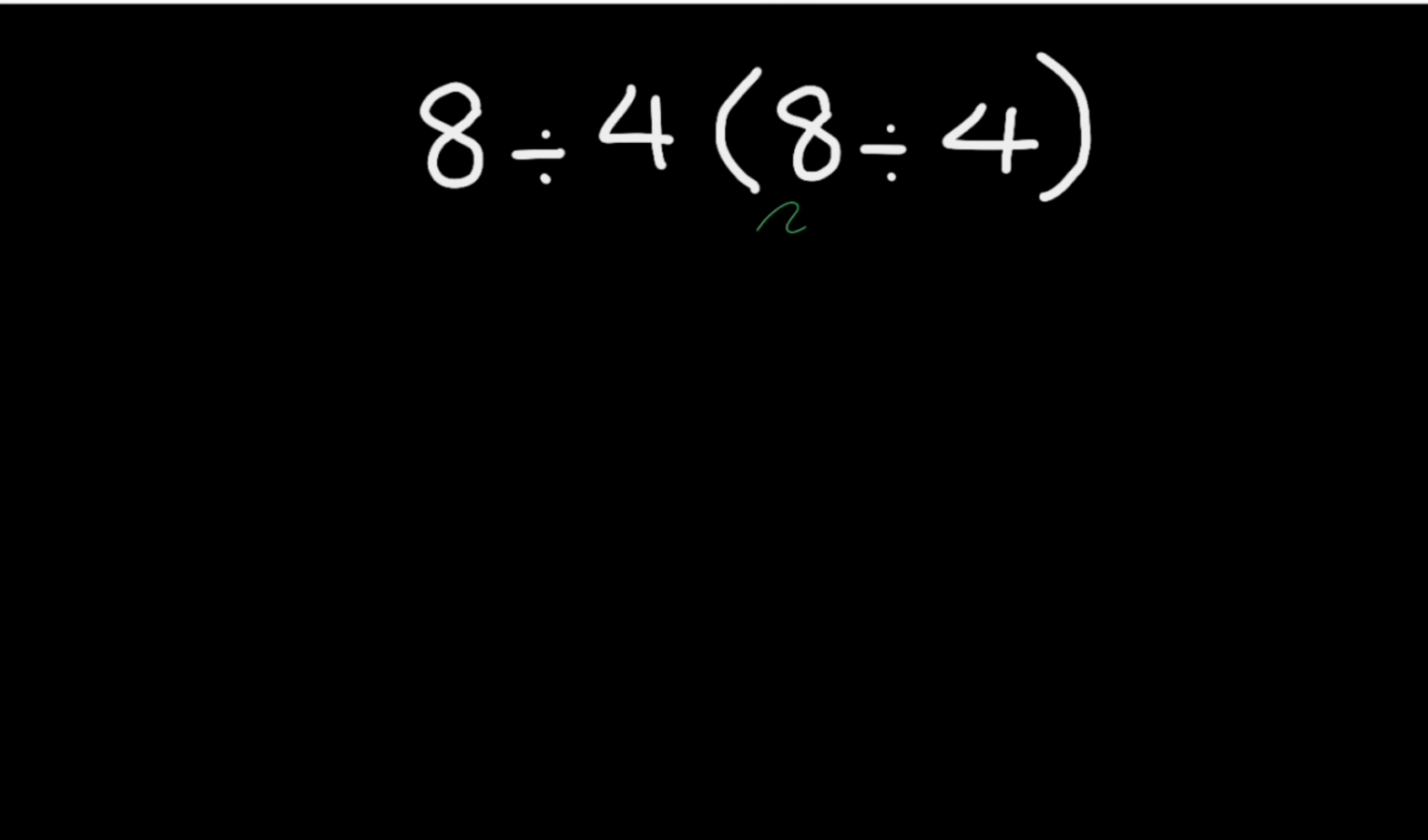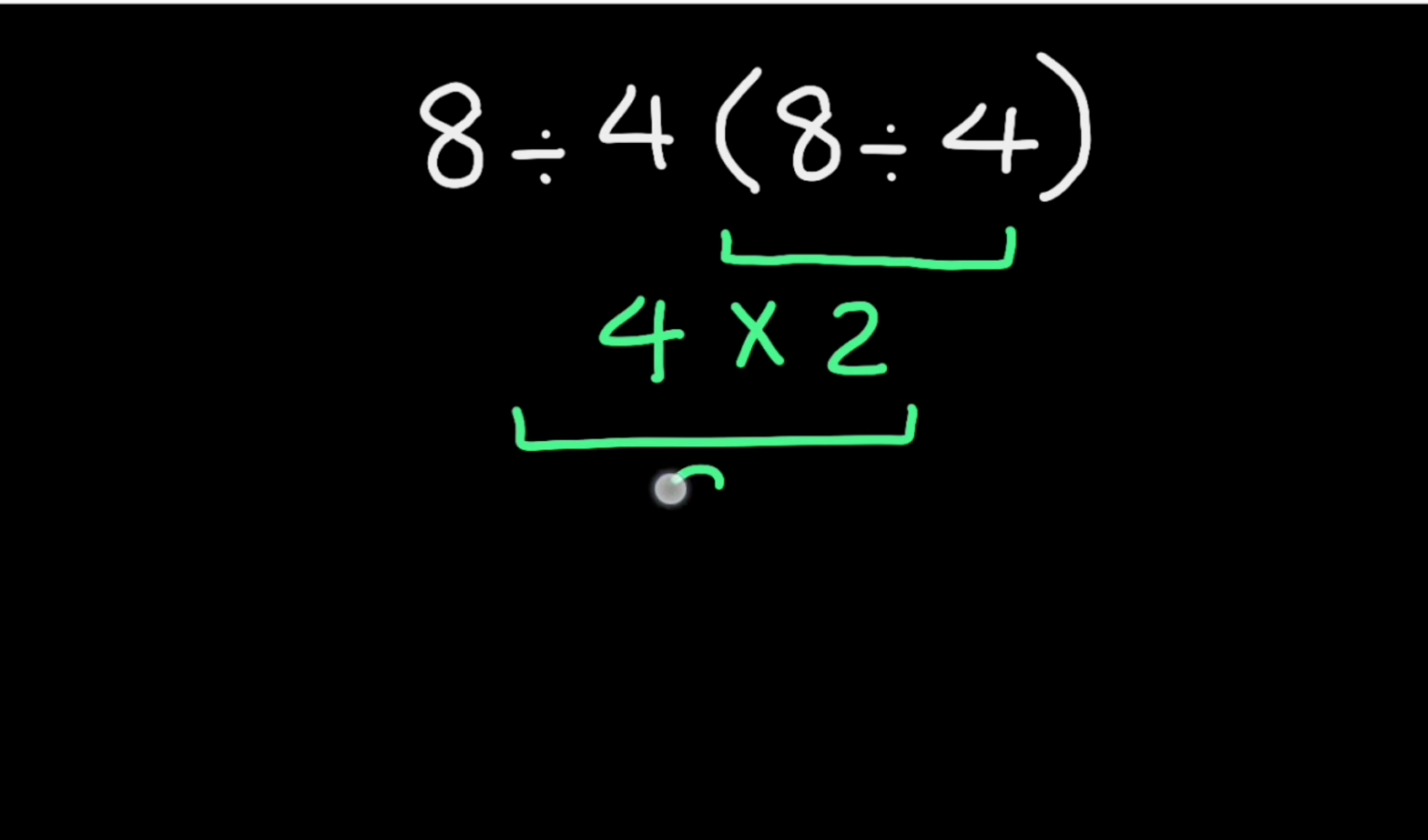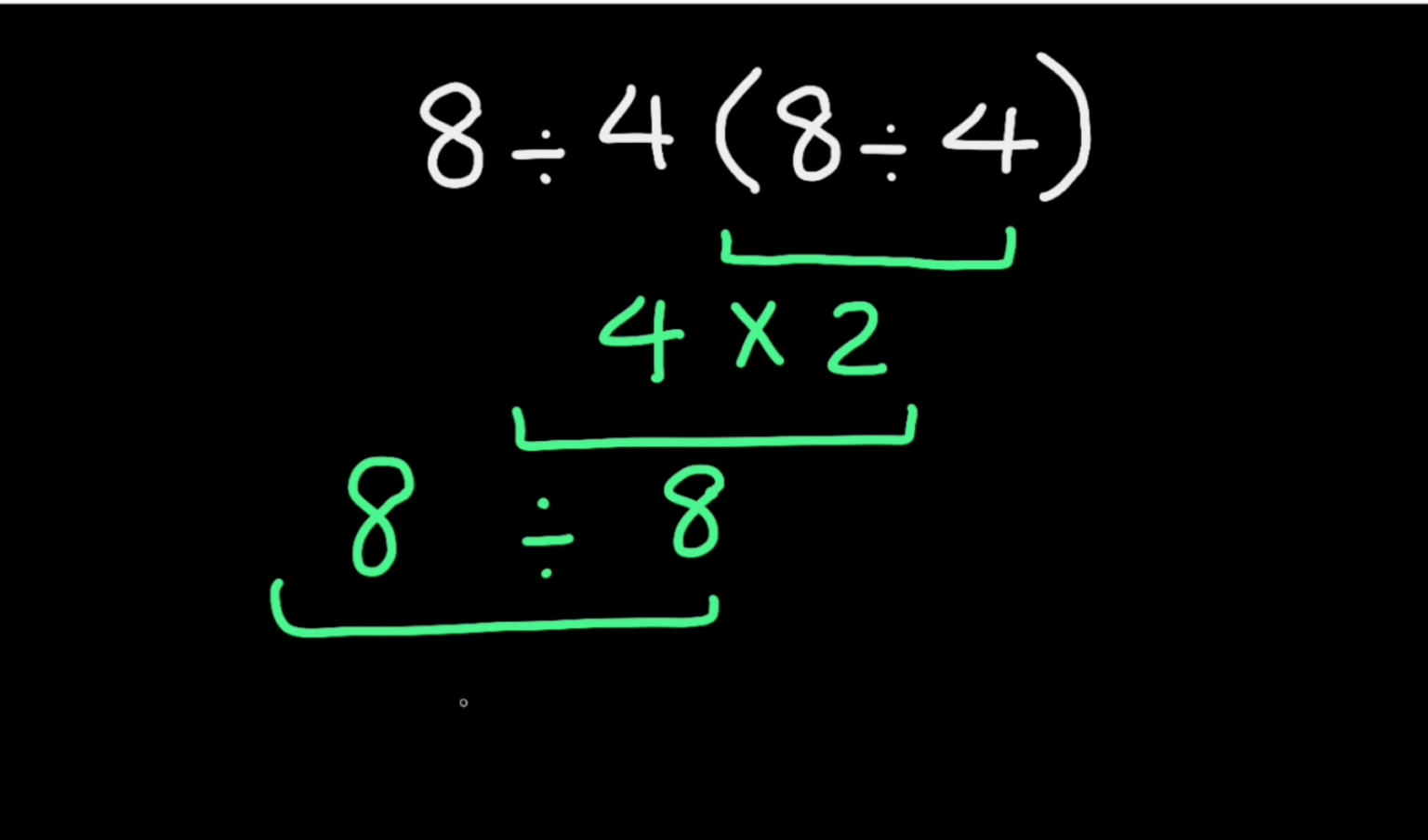Now let's start to solve this math expression. 8 divided by 4 equals 2 and 2 times 4 equals 8. Now we have 8 divided by 8. So our final answer is 1.